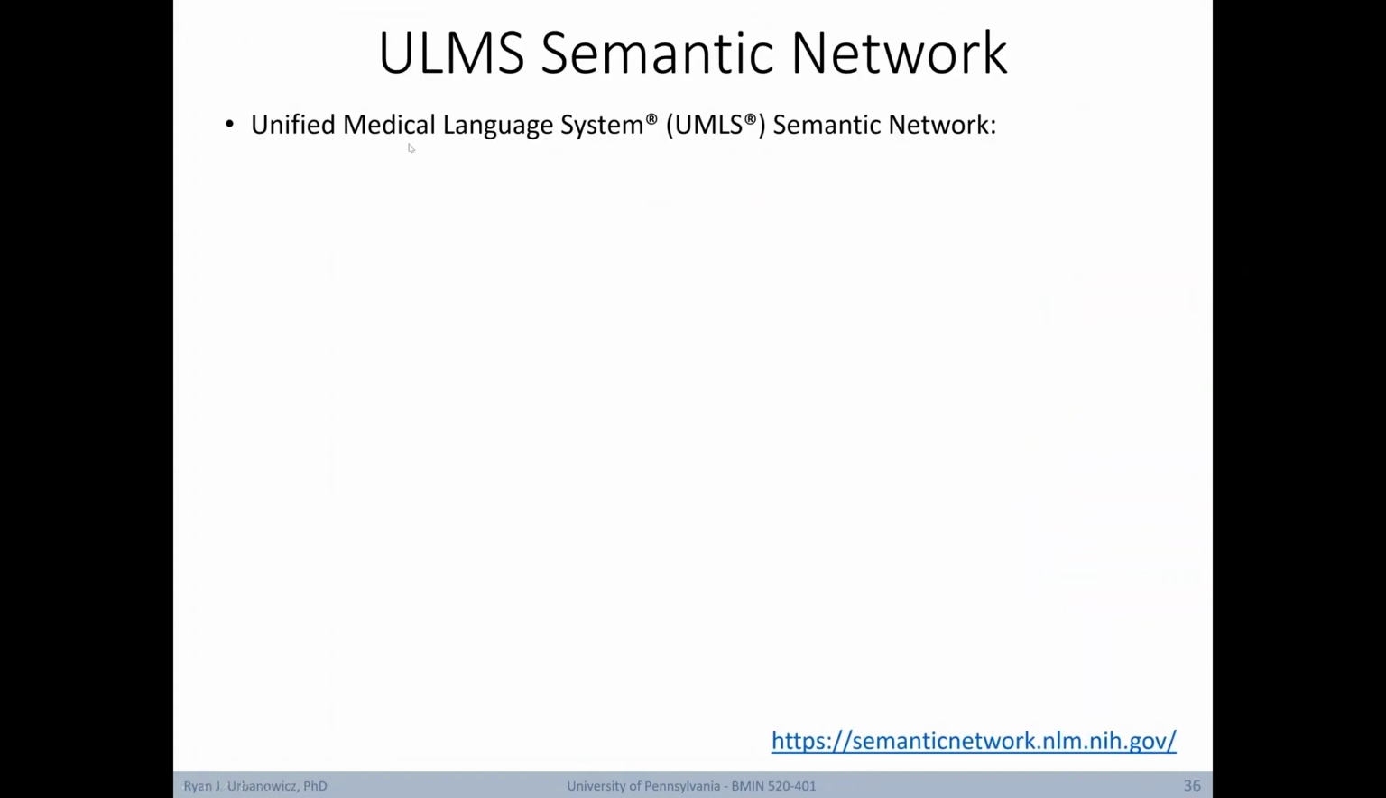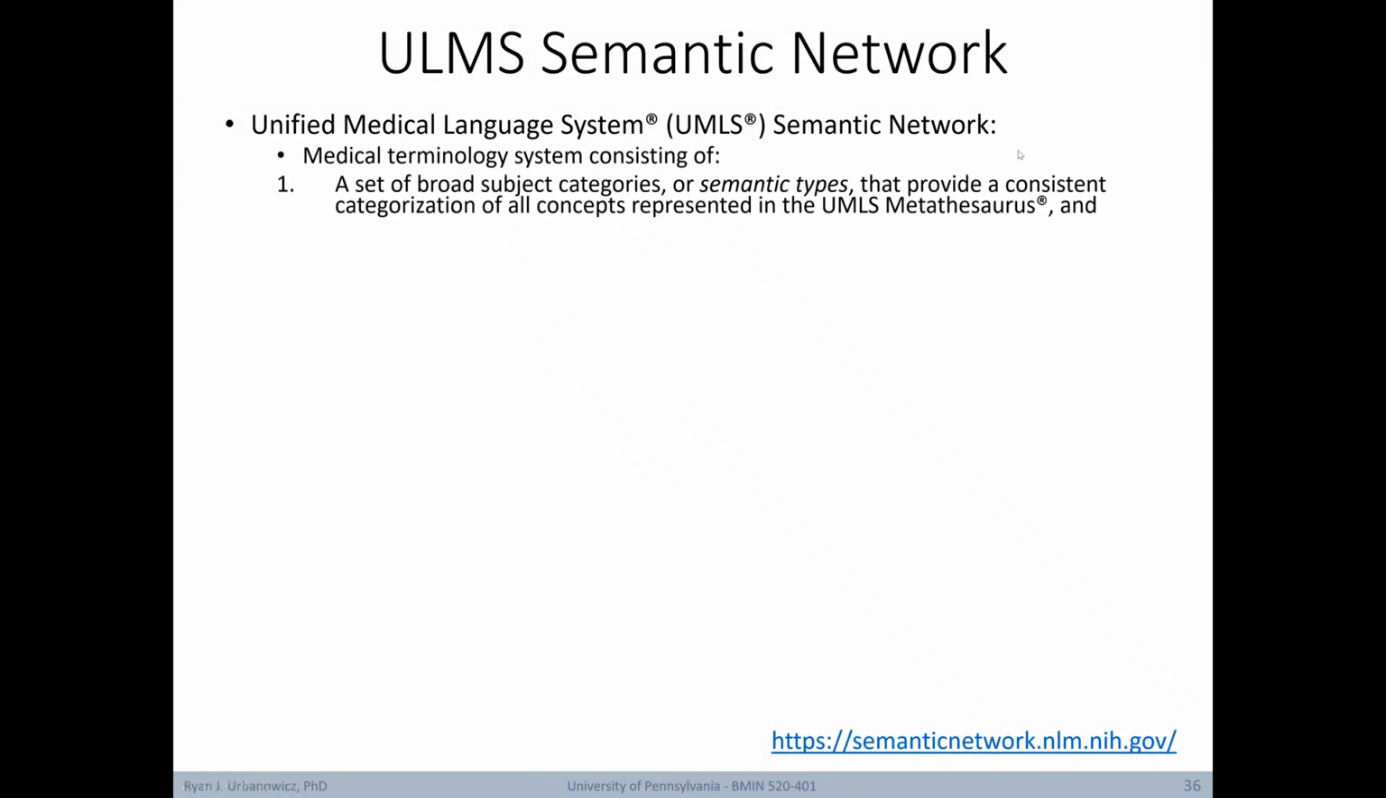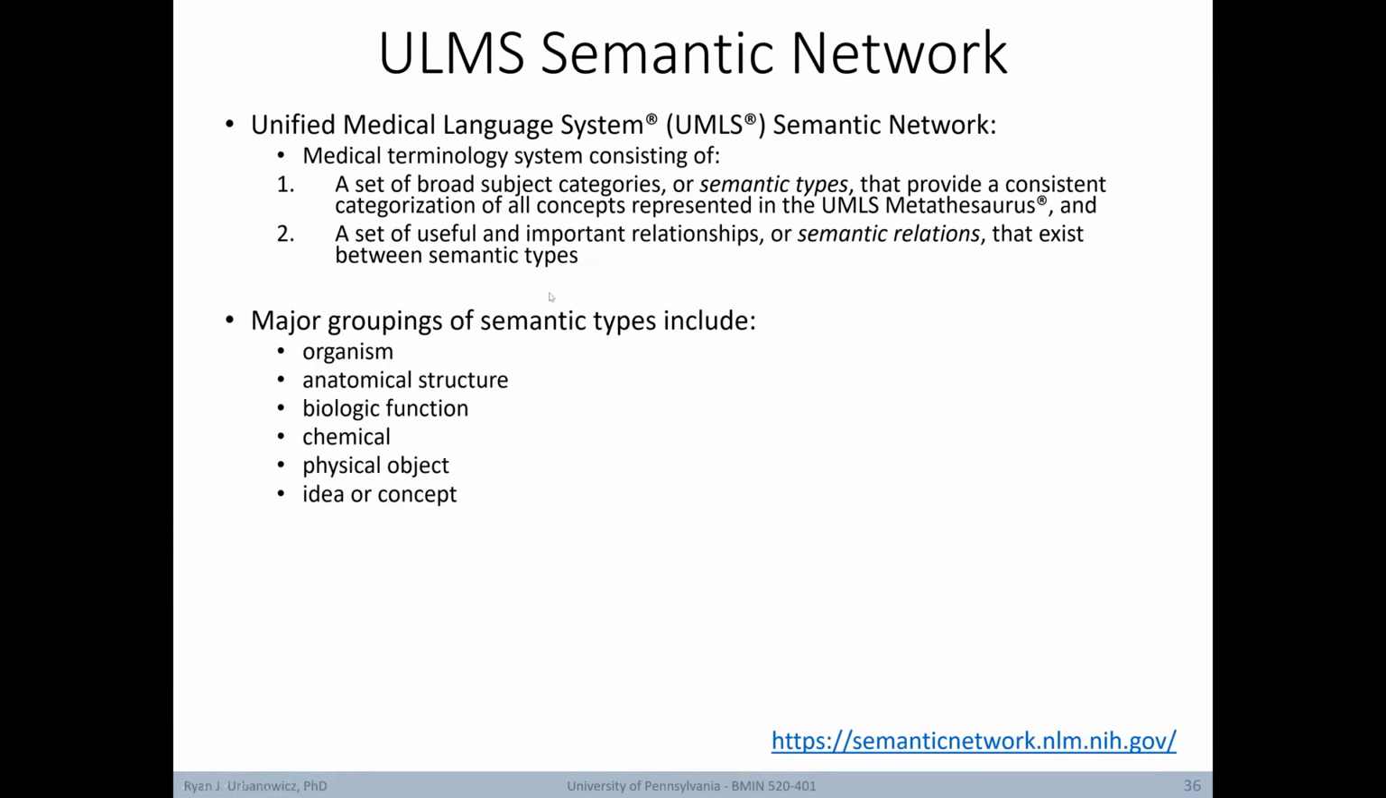The UMLS, or Unified Medical Language System, is another practical example of a semantic network in the medical field. This is basically a medical terminology system consisting of a set of broad subject categories, or semantic types, that provide a consistent categorization of all concepts represented in the UMLS metathesaurus. It also includes a set of useful and important relationships, or semantic relations, that exist between semantic types. The major groupings in the UMLS include organism, anatomical structure, biological function, chemical, physical object, and idea or concept.